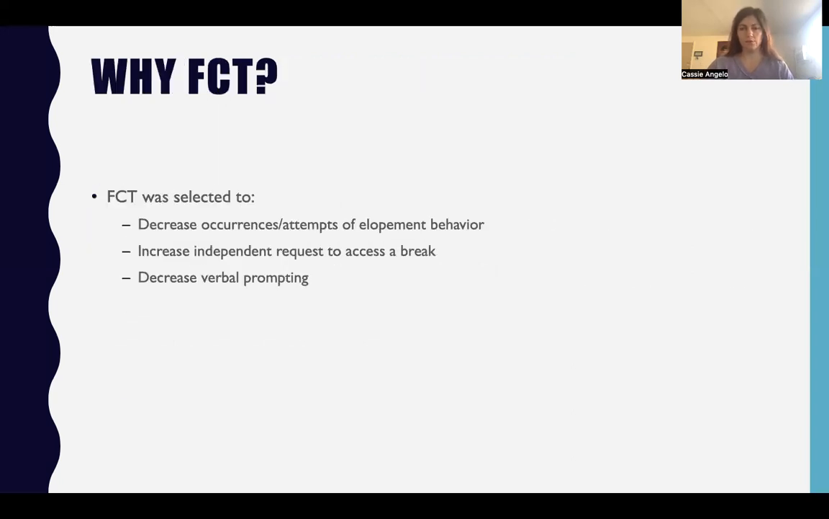So why did we use functional communication training? FCT was selected to decrease the occurrences and attempts of elopement behavior, increase independent requests to access the break, and then also decrease verbal prompting.